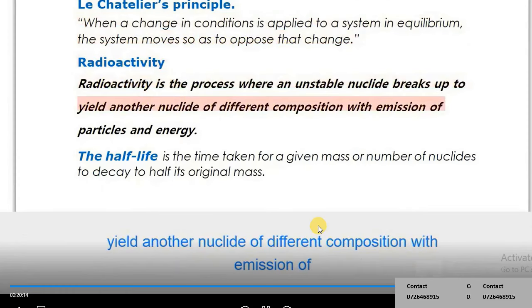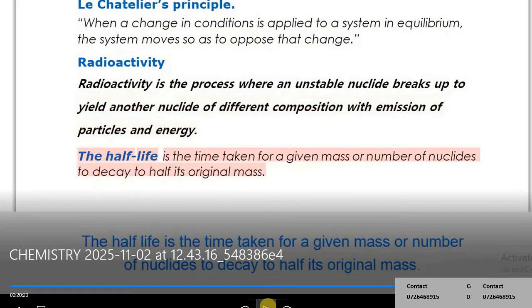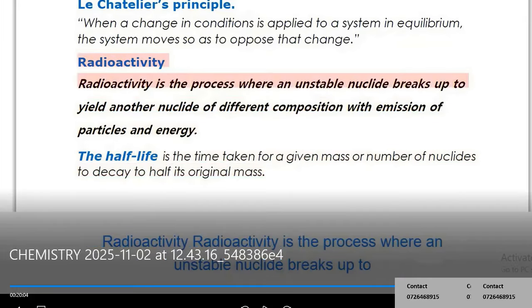Radioactivity. Radioactivity is the process when an unstable nuclide breaks up to yield another nuclide of different composition with emission of a particle and energy.